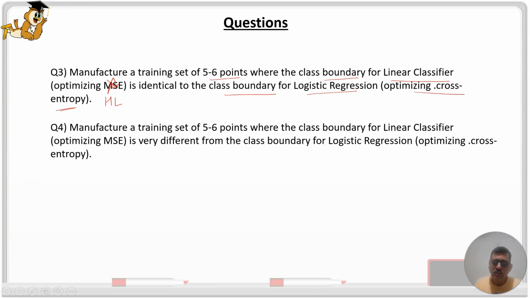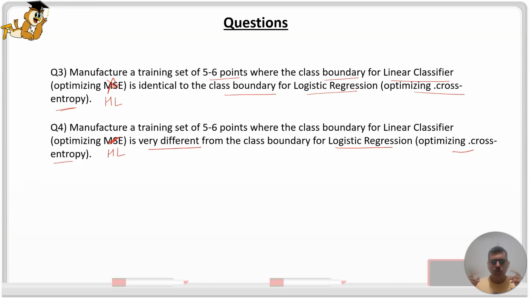Question 4. Manufacture a training set of 5 to 6 points where the class boundary for a linear classifier found by optimizing the hinge loss is very different from the class boundary for logistic regression, optimizing the cross entropy. So this is the converse of the example in question 3. I want you to select training data, in 1 dimension or 2 dimensions, where the class boundary returned by the linear classifier is very different from the one returned by logistic regression.